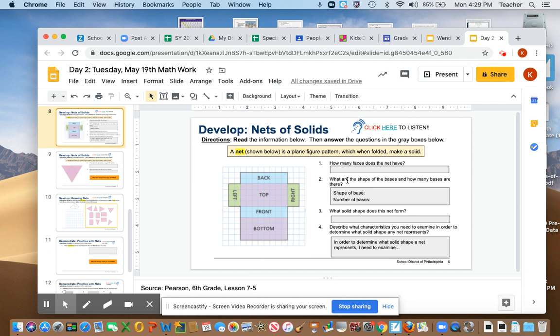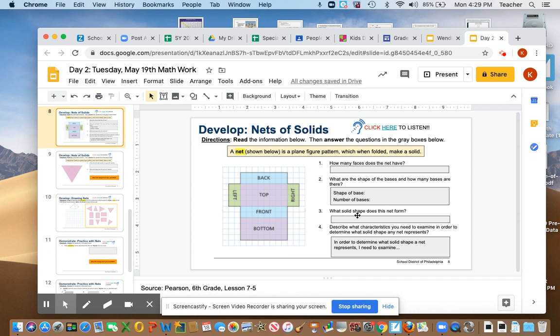Number 2, what are the shapes of the bases and how many bases are there? So again, our bases are the top and the bottom. So what shapes are they? And then how many are there? If we have 2, we have a prism. If we have 1, we have a pyramid.